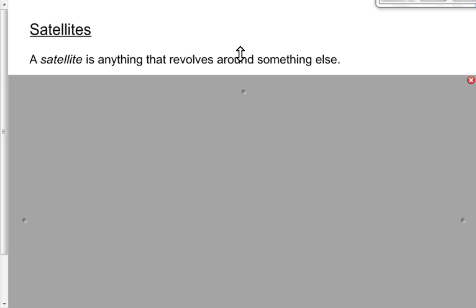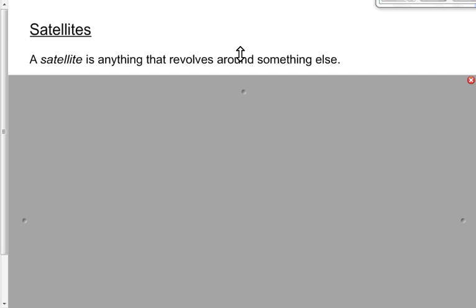The last topic is satellites, and we talk about satellites purposely last because it kind of ties together a lot of what we've done in this unit. The first thing we did was circular motion. Then we moved on to gravity. Satellites encompasses both circular motion and gravity. A satellite is defined as an object that revolves around something else.